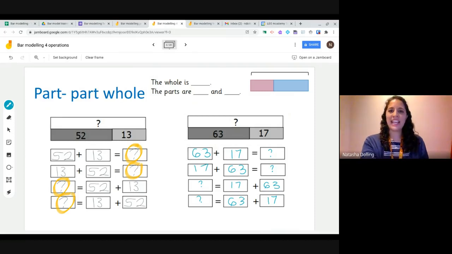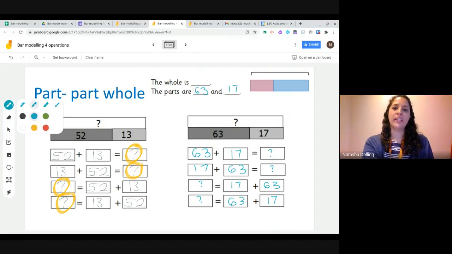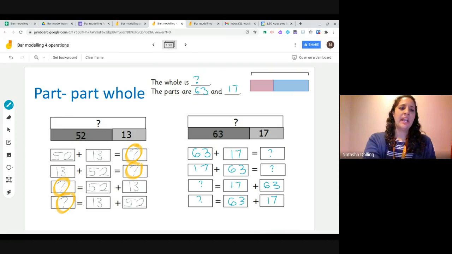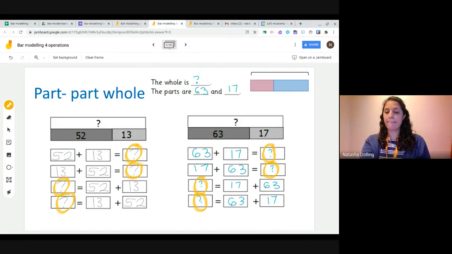The whole is 80, or we've worked it out. The parts are 63 and 17, or you could have the parts are 17 and 63. Now, you were all super duper and you calculated, but what if you didn't know what the whole was? You would have the whole is your question mark. And what I want to do, because it's going to become really important later on, is highlight where the question mark is in these equations. Look at where the question mark is. Look at where the unknown is when it's the whole.